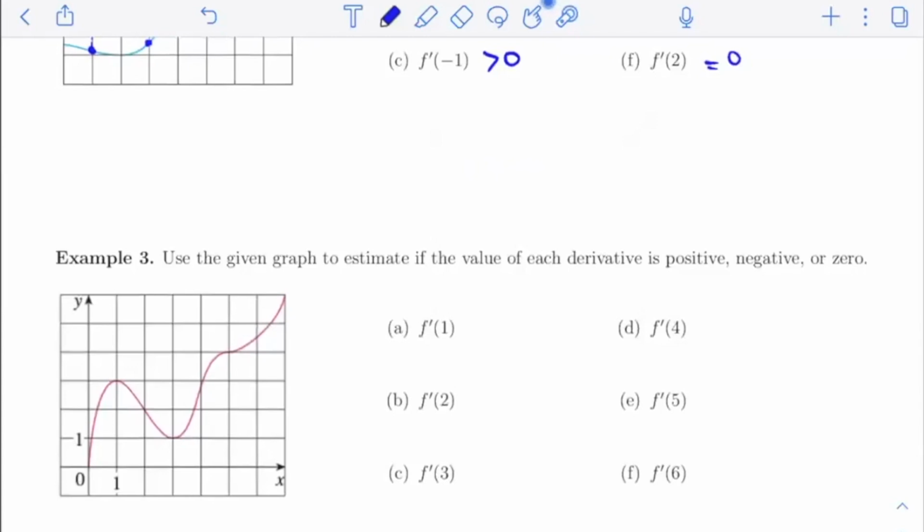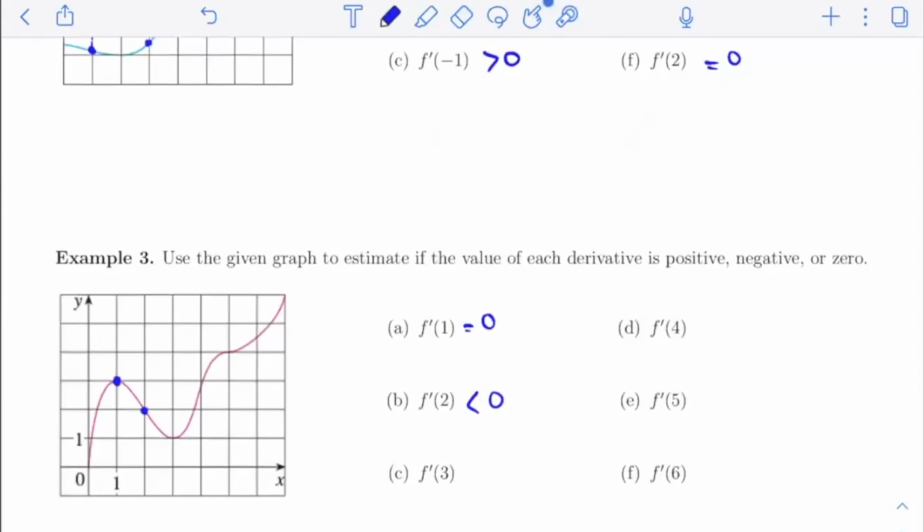For this example, we consider the functions one more time, and the derivative of the function at x equal to 1 is equal to 0, because at x equal to 1, the function has the flat spot or the horizontal tangent line. So f prime at that point is equal to 0. Let's consider f prime of 2. So that is, you look at x equal to 2. At x equal to 2, the function is decreasing. So f prime of 2 is less than 0.